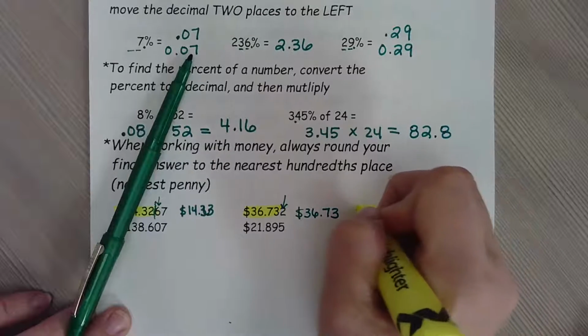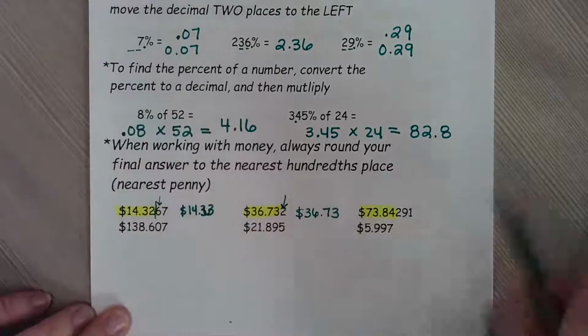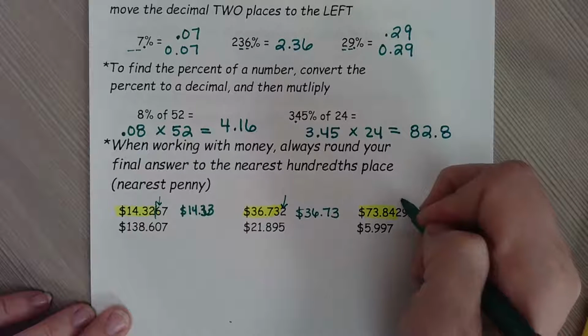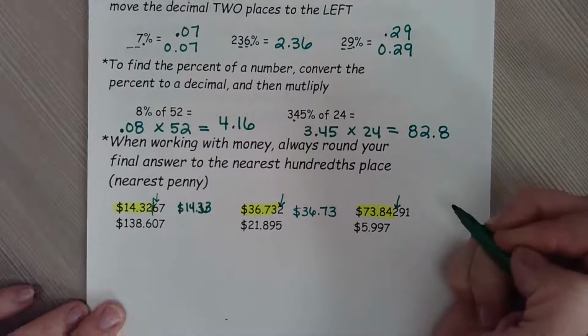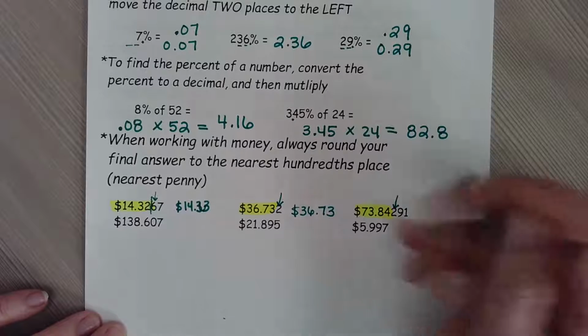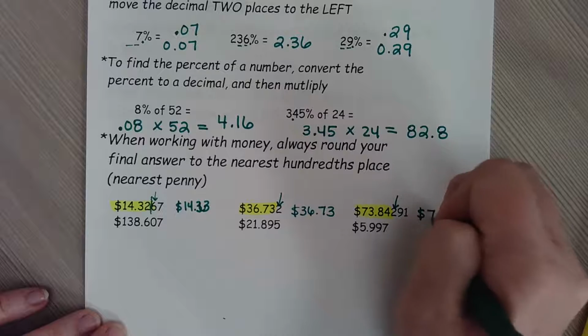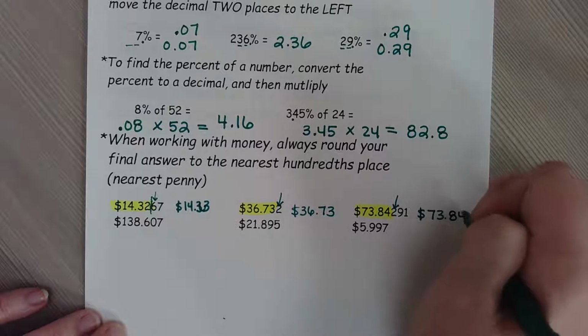And this next one, we have lots of digits there. Only focus on the first 2 digits after the decimal. So we're either going to leave this $73.84 or we're going to round up. We look at the 3rd digit after the decimal, which is a 2. It says leave it alone. So $73.84.